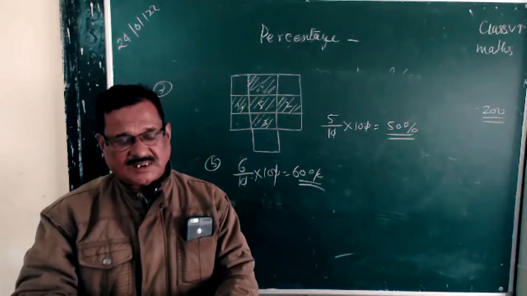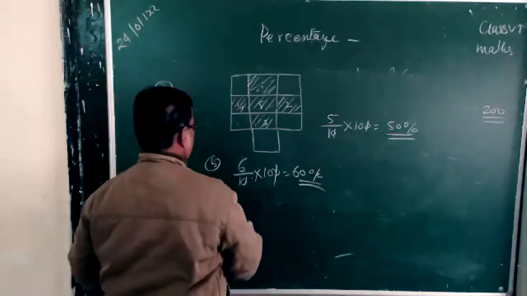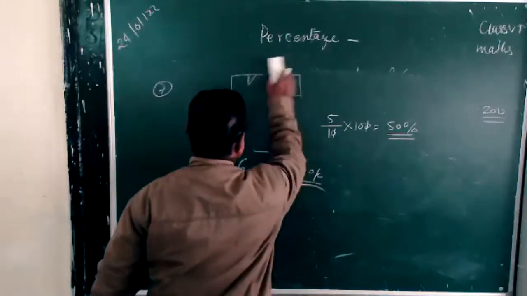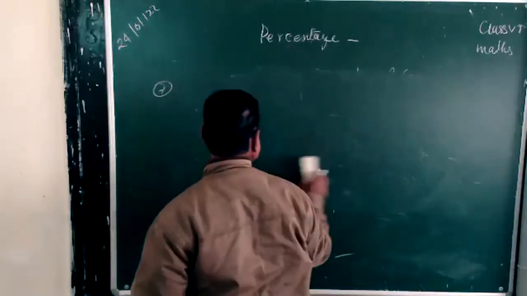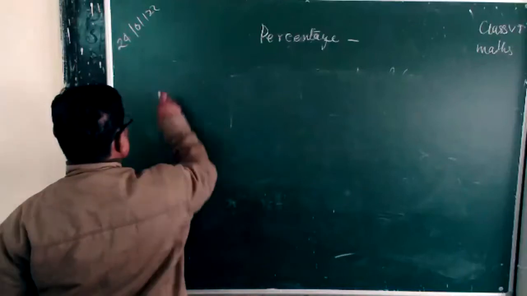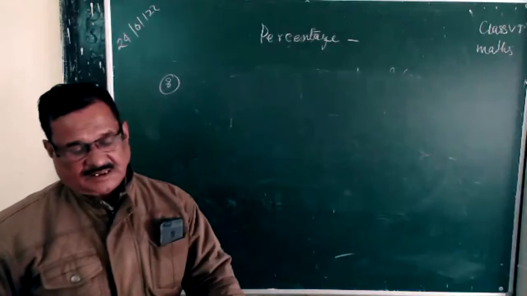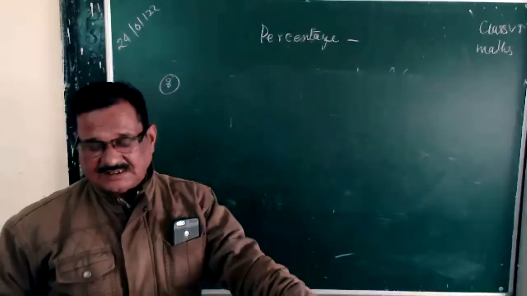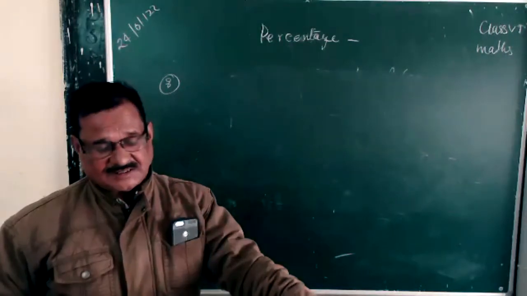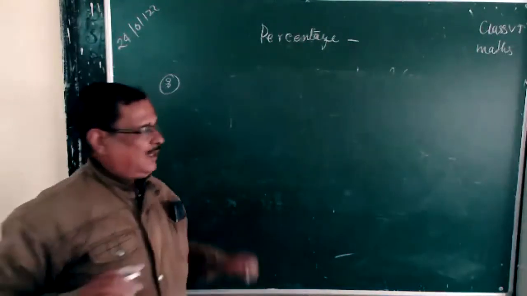Now question number 8C. See what is given. Given here, a man earns ₹12,000, he saved 20% of his salary and expended 65% on expenses. Find the amount he has saved and the amount he has expended.